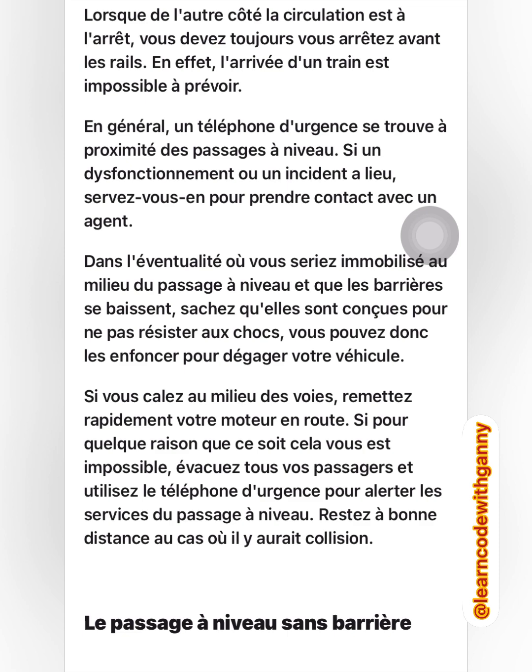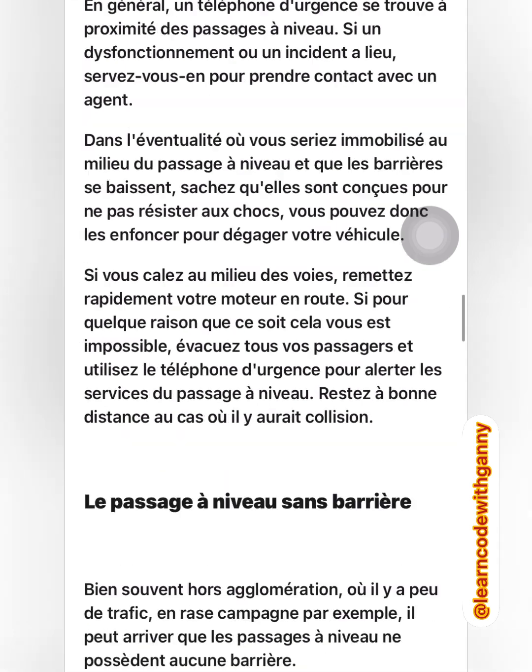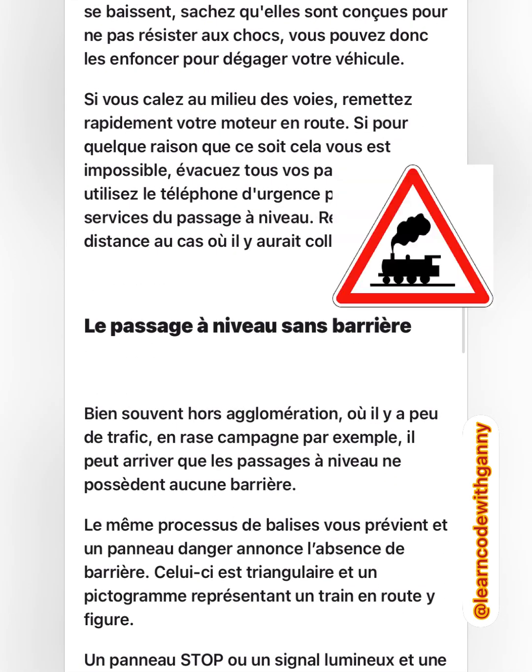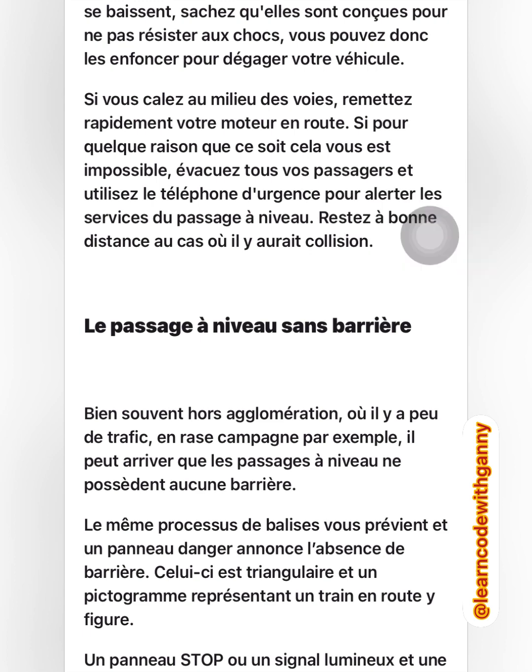So let's take notes. The barrier-free level crossing, that is the second one. The barrier-free crossing is very often outside the agglomeration, that is outside the city, where there is little traffic. In the open countryside, for example, it can happen that level crossings do not have any barrier. That is outside the city, it is possible.